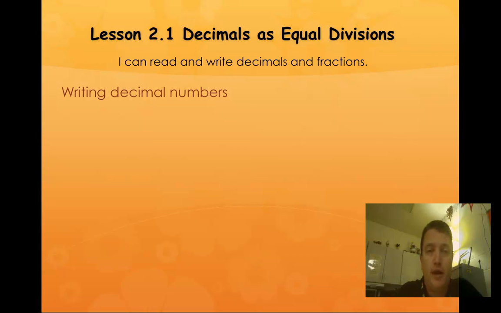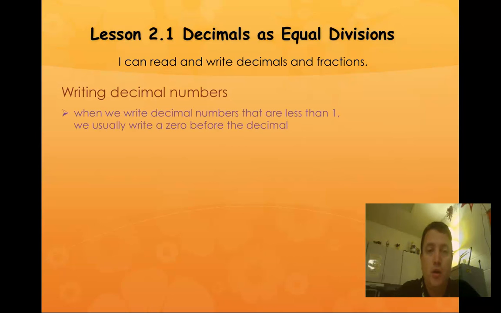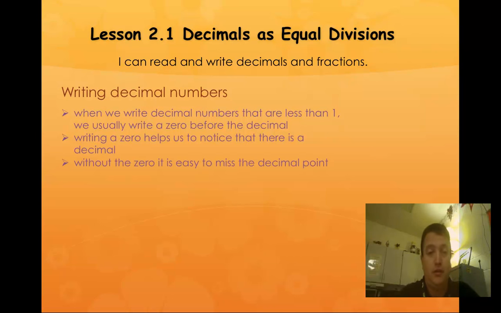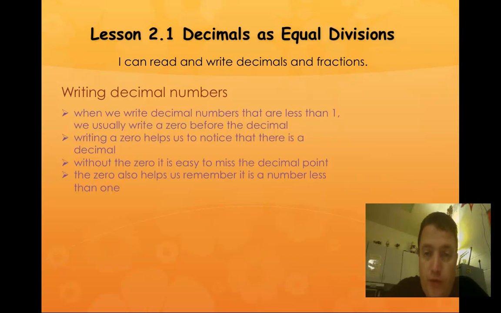So when we talk about writing decimal numbers, this is going to be important for us to understand. When we write decimal numbers that are less than 1, we usually write a 0 before the decimal, or in the ones place. Now there are some reasons for that. Writing the 0 helps us to notice that there actually is a decimal. Without it, sometimes that can get missed. The 0 also helps us to remember it is a number that is less than 1. So if I've got a 0 in the ones place, I know my number is now less than 1.